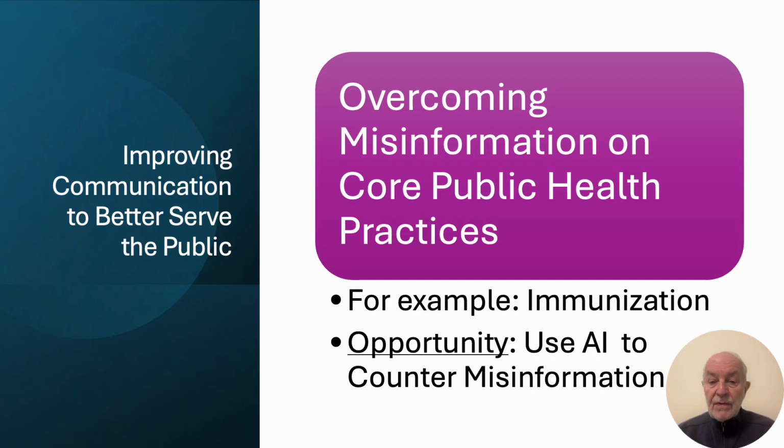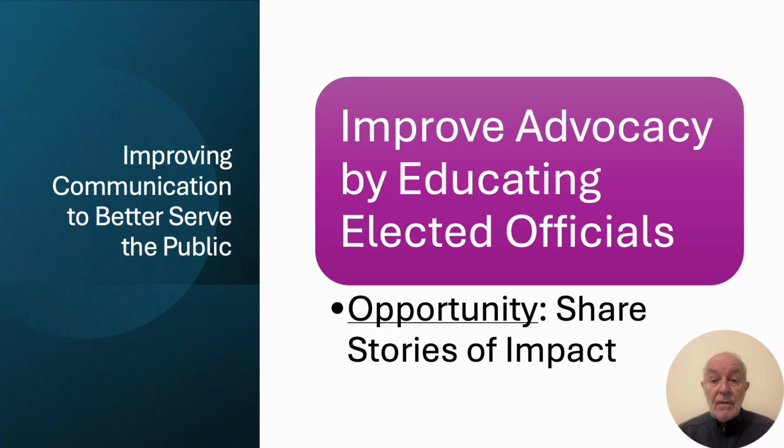In addition, it's important to utilize artificial intelligence to overcome misinformation on core public health practices. As we all recognize, there's been a lot of misinformation around the area of immunization, and we can use artificial intelligence to counter that misinformation. Further, it is important, I believe, to improve communication to elected officials, and artificial intelligence can also be used to improve advocacy, particularly by sharing the stories of impact. How does public health impact the lives and health of individuals throughout communities across the country? Elected officials really benefit from hearing those stories as a way of shaping policy.